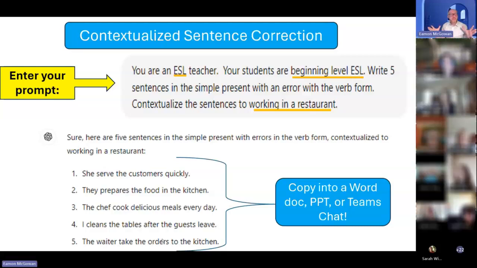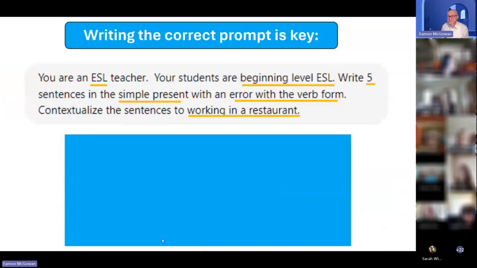So it's one of those things where maybe you just have a few minutes and you need a little extra to focus on a grammar point, that's one way to do it. And it's contextualized to your lesson that you're teaching. Now, writing the correct prompt is key.